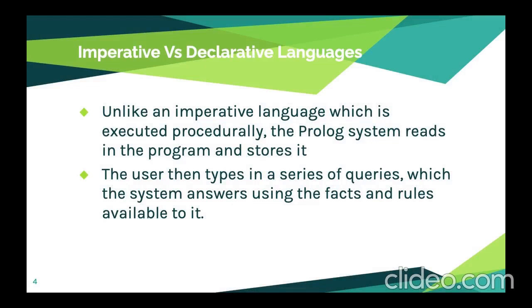So the difference between an imperative and a declarative language is that an imperative language lists out how to get what you want step by step, whereas a declarative language just kind of tells you what you want, right? So Prolog is not executed procedurally.